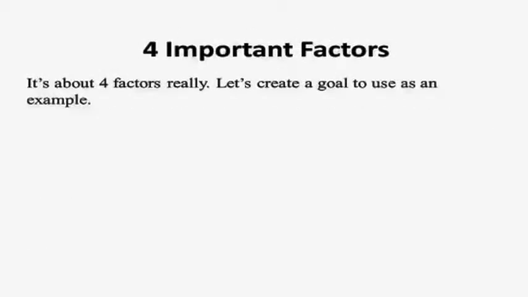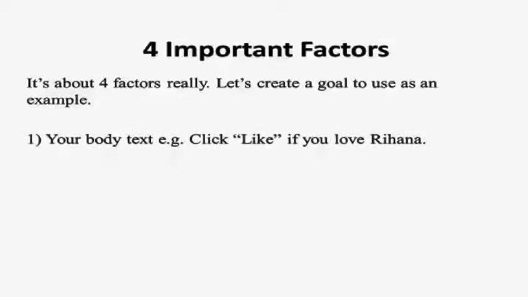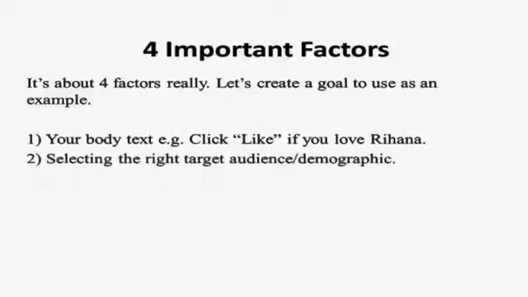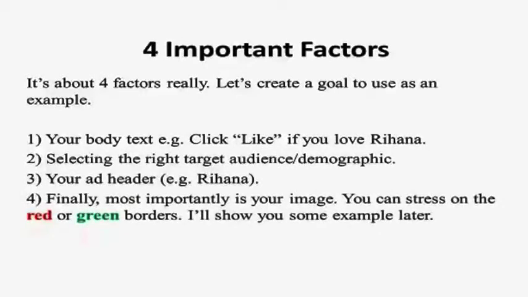It's about 4 factors really. Let's create a goal to use as an example. Your body text: click like if you like Rihanna. Selecting the right target audience/demographics. Your ad header. And finally, most importantly, is your image. You can stress on the red or green borders. I'll show you an example later.